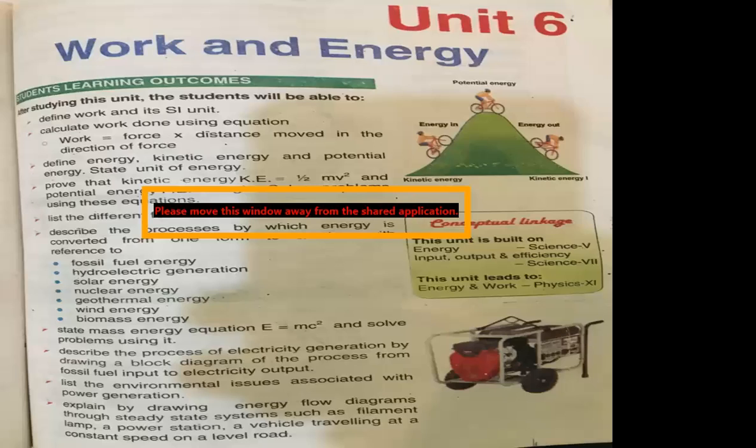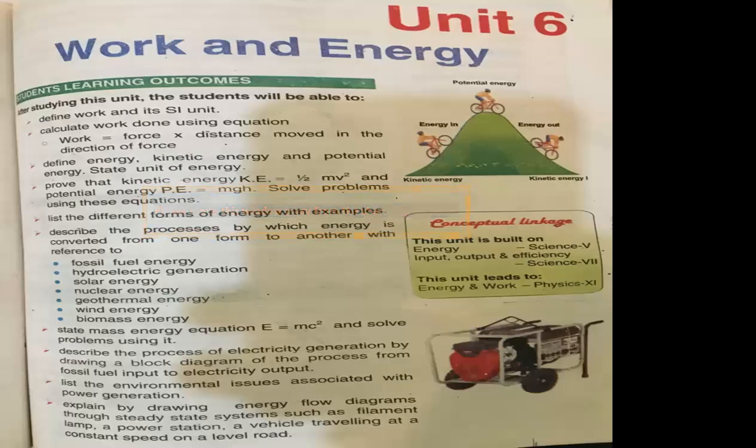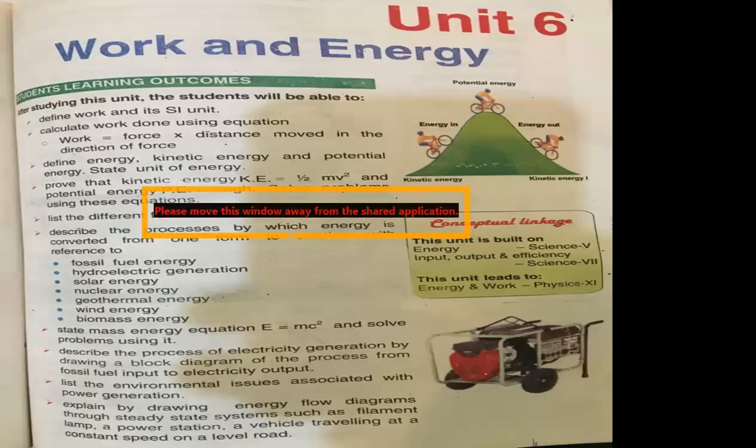The fourth MCQ is: the work done in lifting a brick of mass 2 kg through a height of 5 meter above ground will be. A is 2.5 joule, B is 10 joule, C is 50 joule, and D is 100 joule. The right answer is 100 joule, which is D choice. So students, please mark down D choice, 100 joule.